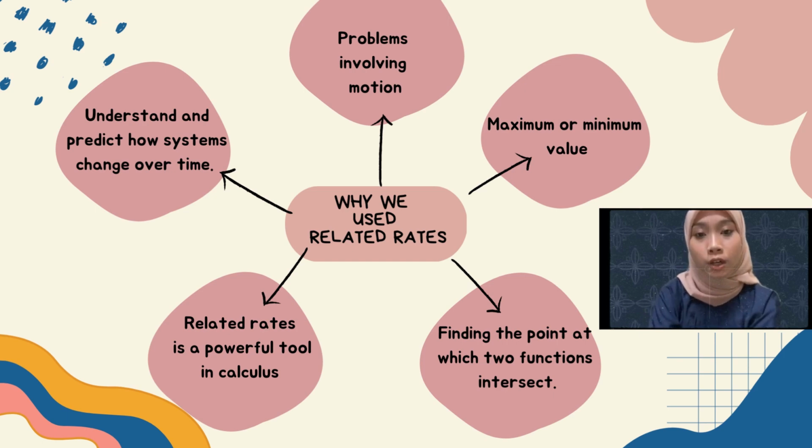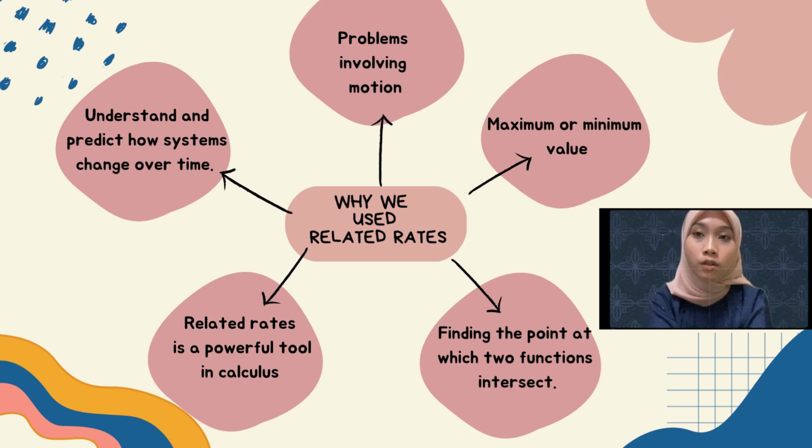I would like to talk about why we use related rates. As you can see on my slide, related rates can help us to understand and predict how fast systems change over time. This method is also particularly useful in solving problems involving motion, such as determining the maximum and minimum value of a function, or finding the point at which two functions intersect.